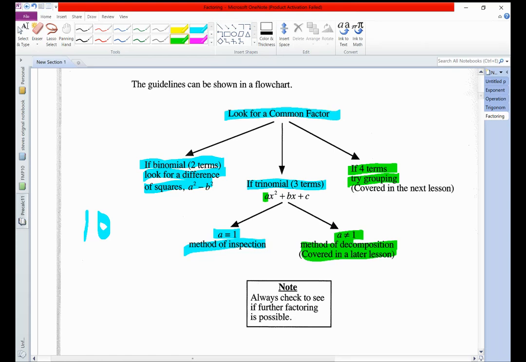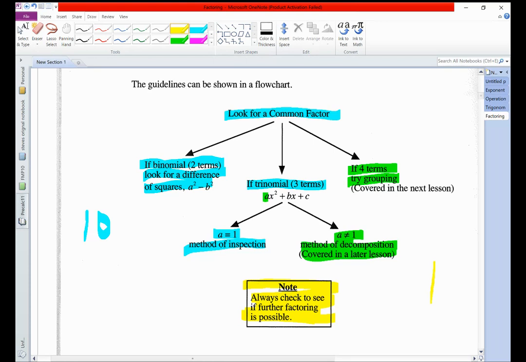So you can see we have a pretty solid base from 10, and we're just going to expand it a little bit. I mean, they're going to get harder as well. And then, of course, as always, check to see if further factoring is possible when you are done. Okay, let's go through a couple more.